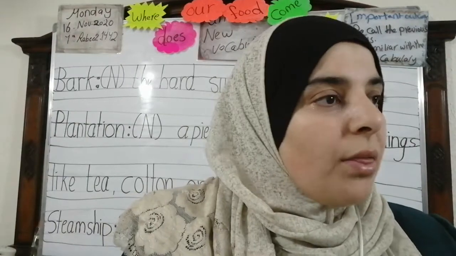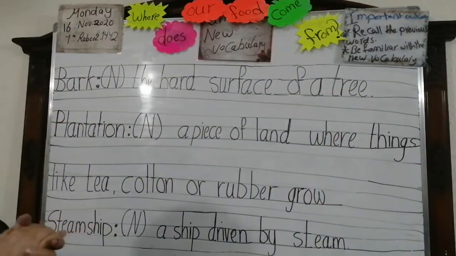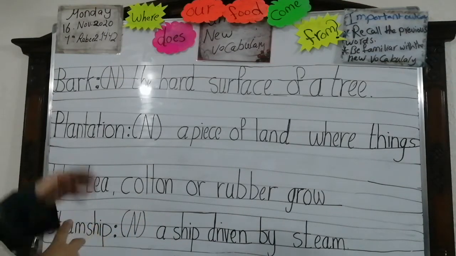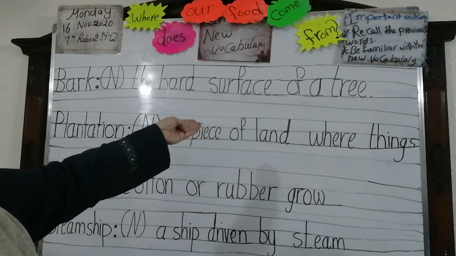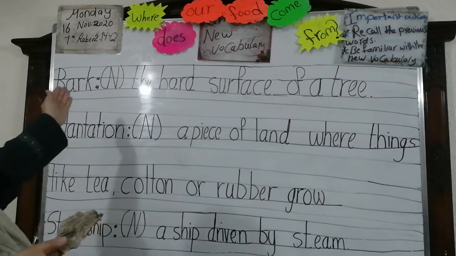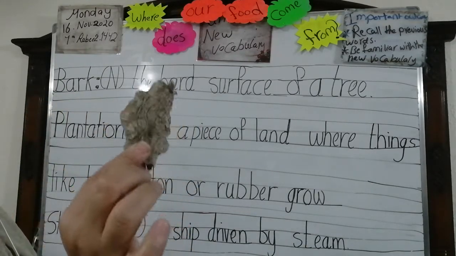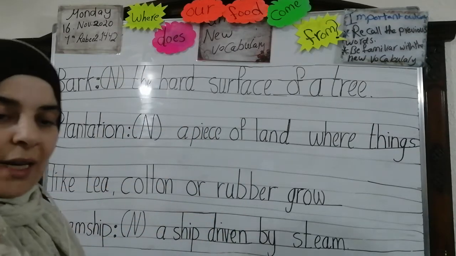Okay? Let's look at the board, please. Please write them with a neat handwriting and between the 4 lines. Allah yarda ankum. May Allah bless you and your parents. Park, it's a noun, the hard surface of a tree. Again, park, the hard surface of a tree. The last time, what is park? The hard surface of a tree. Okay? Now, let's move to the next word.